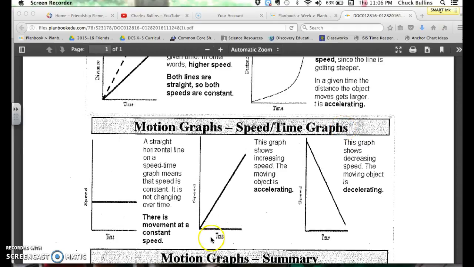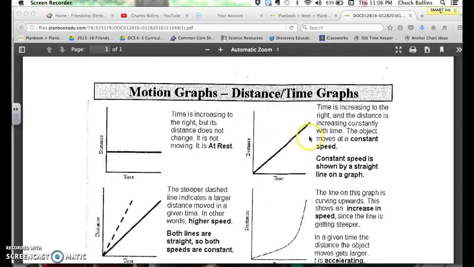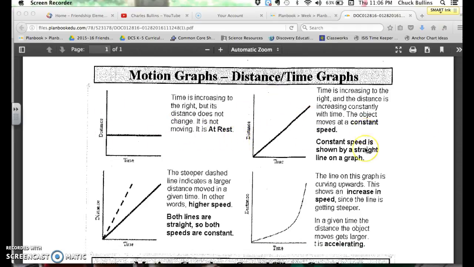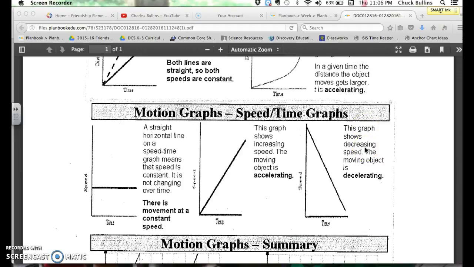And you may notice already that some of these graphs, such as this one and this one, look very similar to graphs up here. But when you really start to pay attention to what each of these mean, you'll notice that the difference in the speed time graphs and the distance time graphs is that they have completely opposite meanings. So that is something very important.